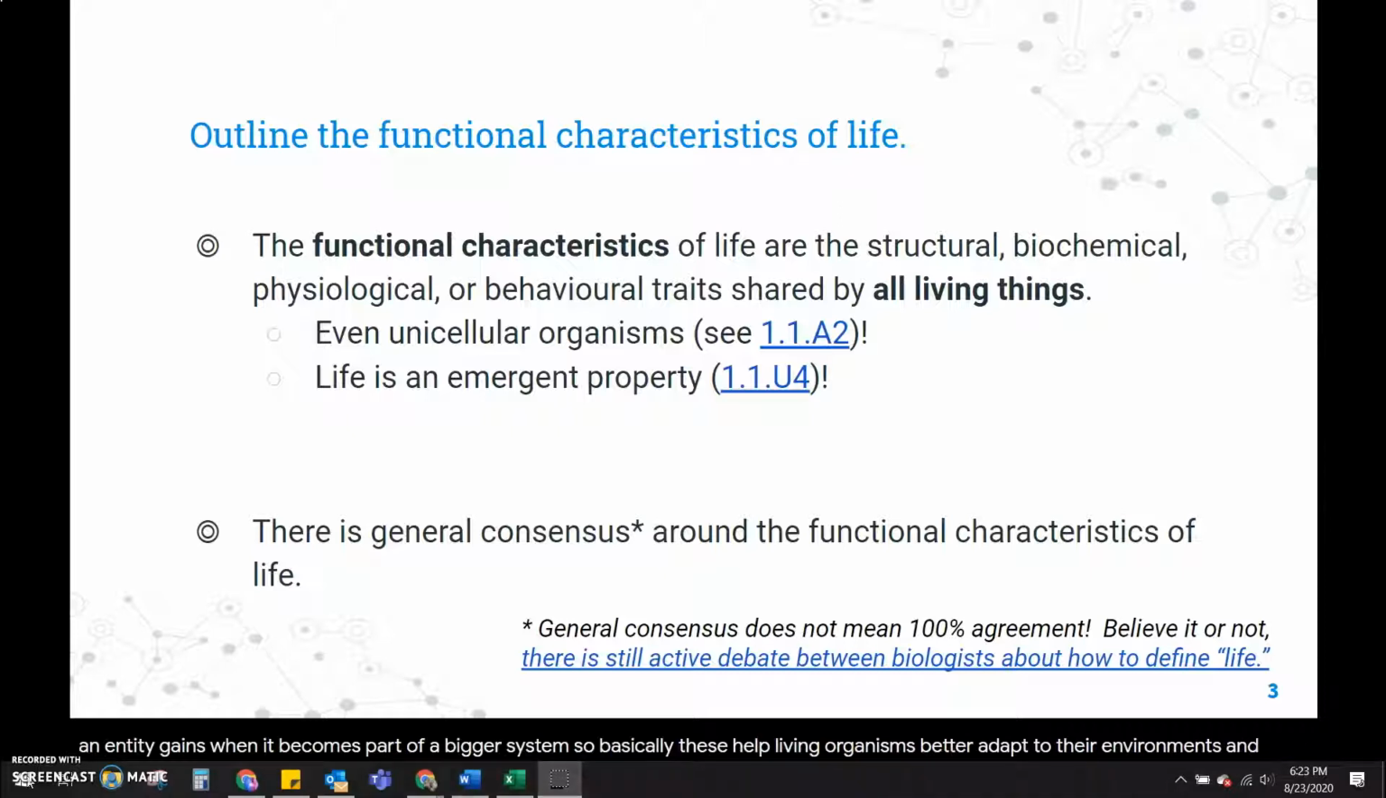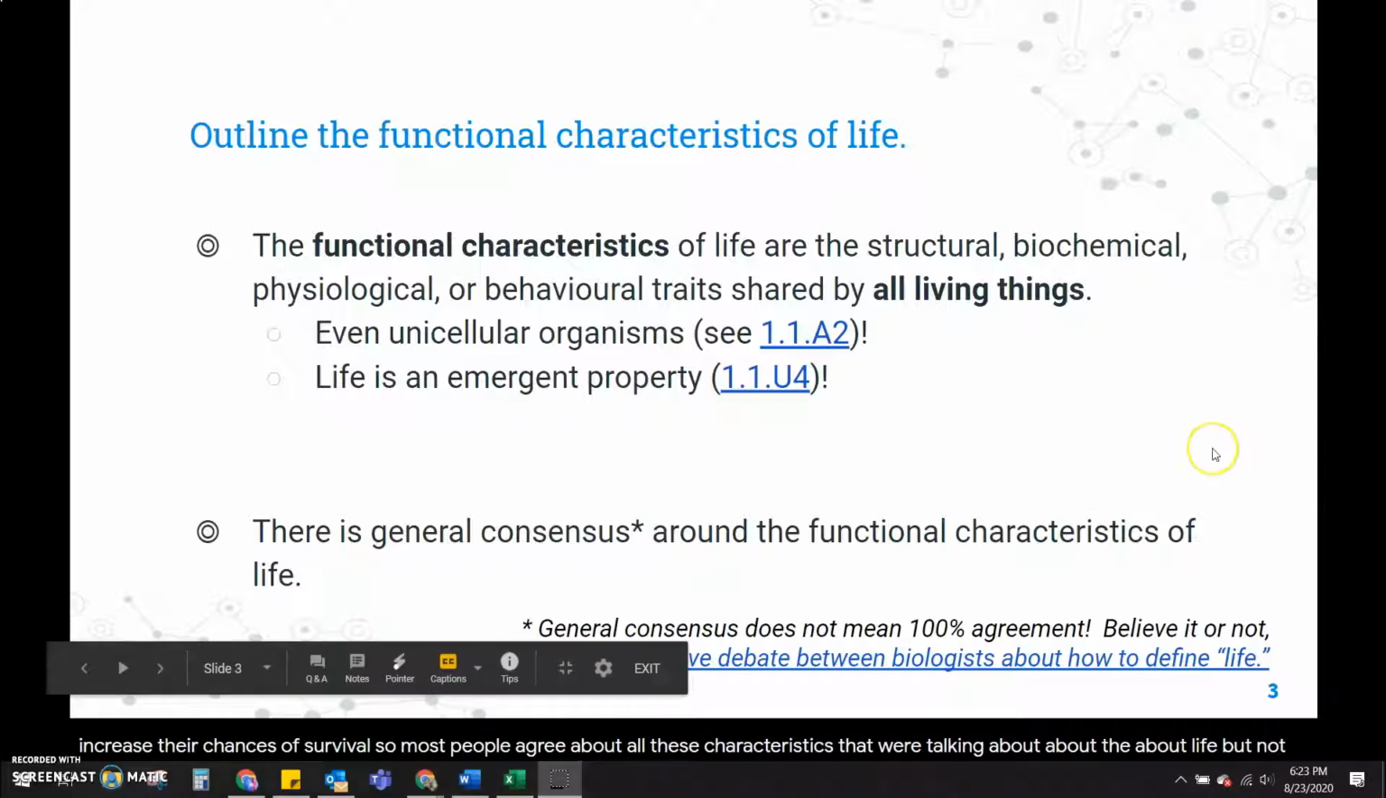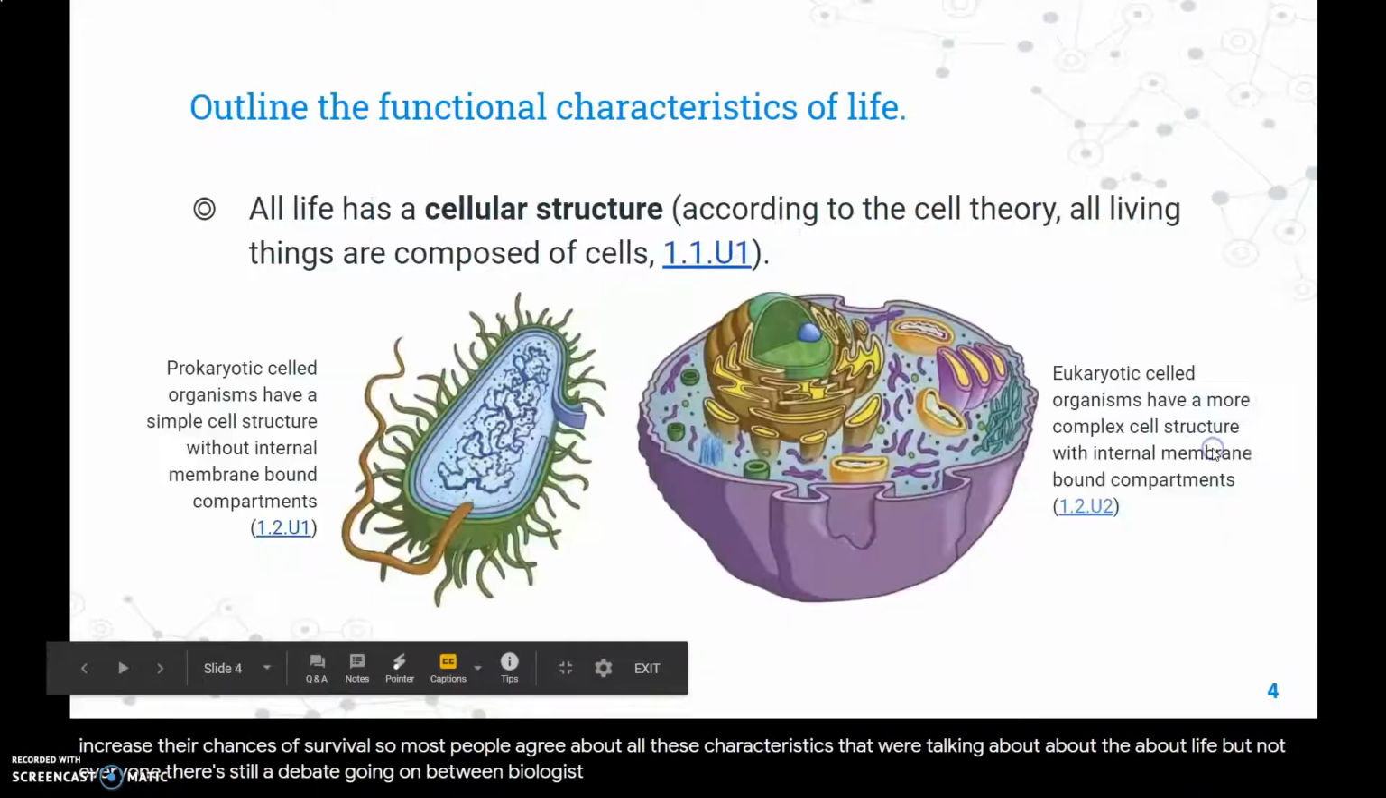So most people agree about all these characteristics that we're talking about in life, but not everyone. There's still a debate going on between biologists.